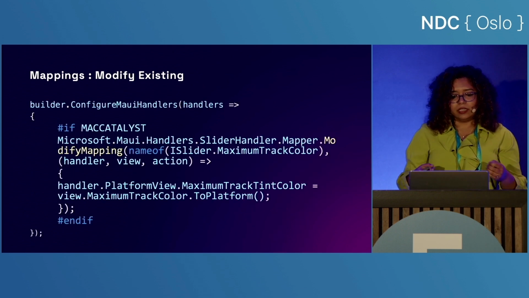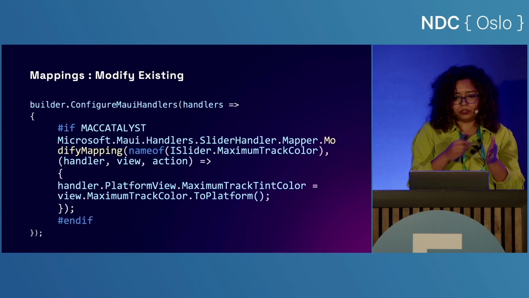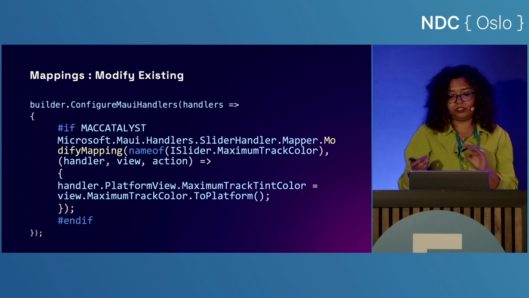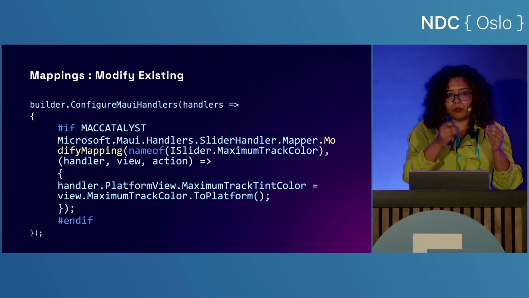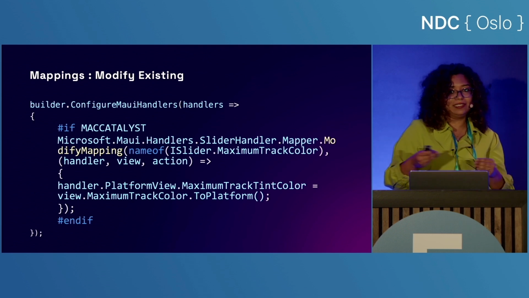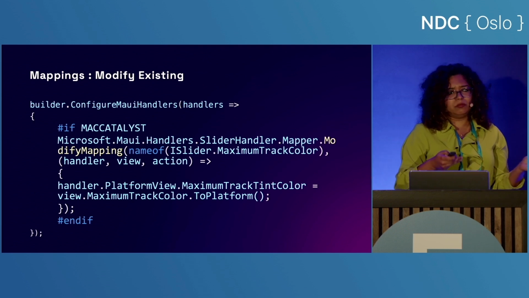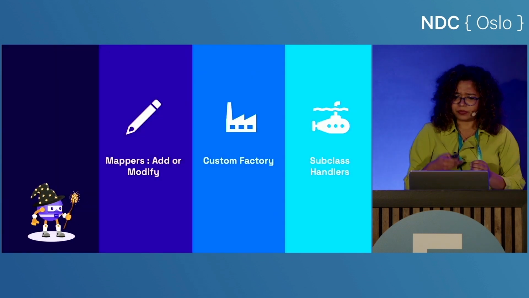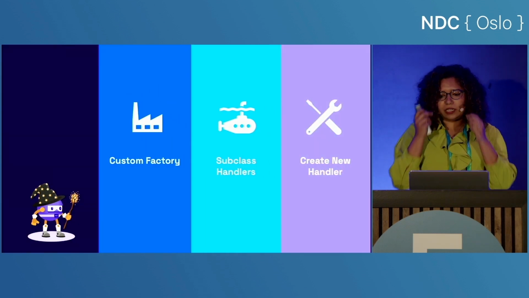Again, you can modify an existing mapper. The tint color, the color of the slider, is already set. All you want to do is just change that up. It's very simple. You just modify the existing mapper. Again, it's a single line of code. To do this in the good old days of Xamarin Forms, you'd have to set up the whole giant file.